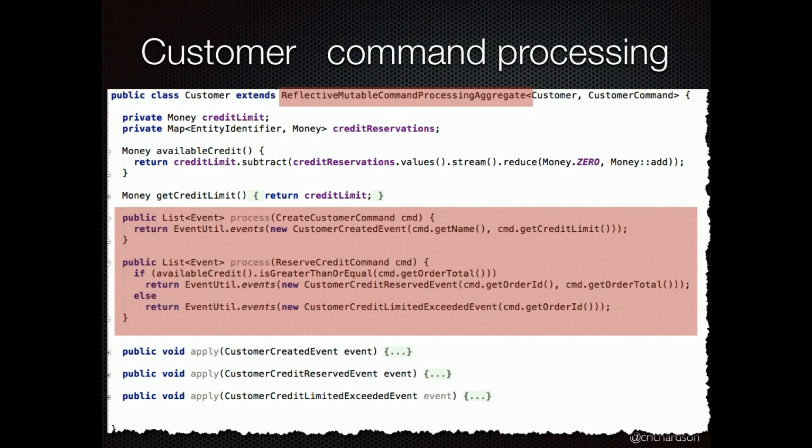The process command method that takes a reserve credit command is a little bit more interesting. It actually contains some business logic. So it's saying if the available credit is greater than or equal to the order total, then return a customer credit reserved event. Otherwise, if the credit limit check fails, then return a customer credit limit exceeded event. So we've actually implemented some business logic in there.